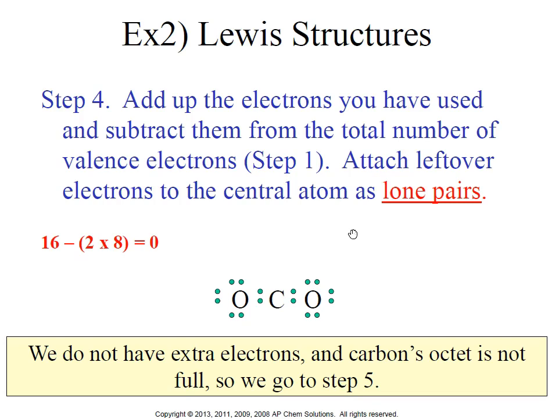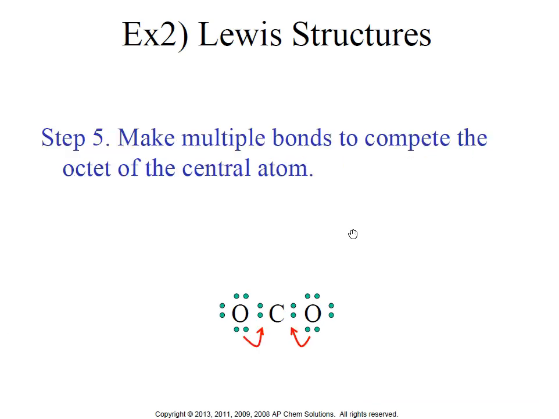Okay, so here we are kind of stuck. We do not have extra electrons, and carbon's octet is not full. So what are we going to do? We're going to go on to step 5, which we haven't seen yet. In step 5, you make multiple bonds, that could be a double or a triple bond, to complete the octet of the center atom.